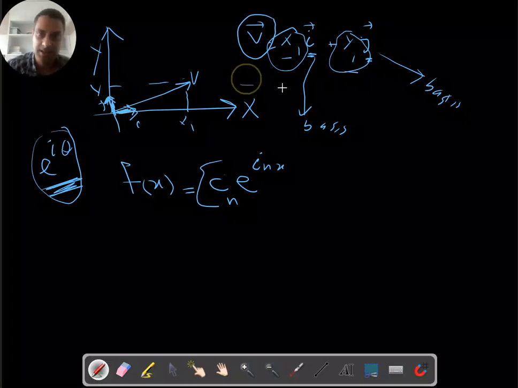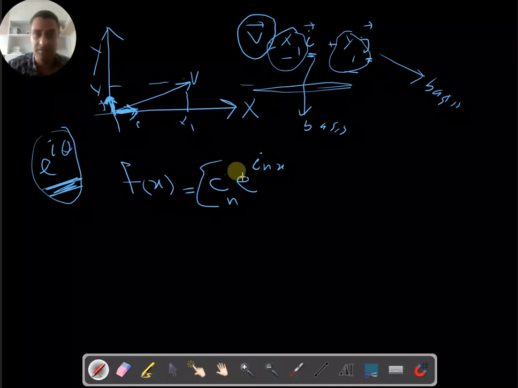In this example, basis vectors are very simple. i and j, these are straight lines, straight vectors, very simple basis vectors. But in this example, bases of this space are actually way more complicated. They are waves.